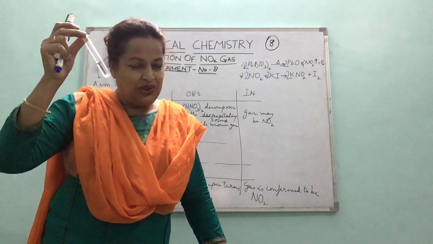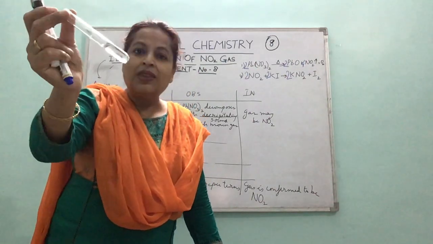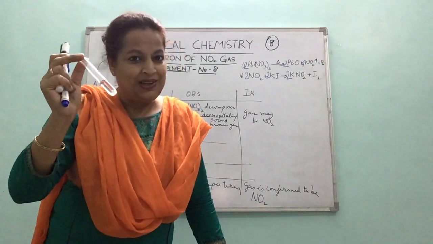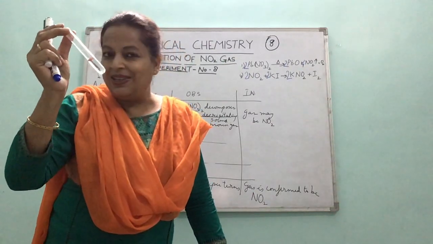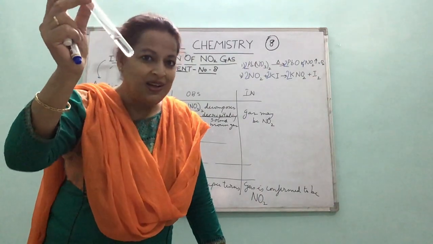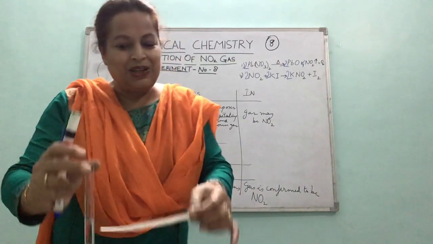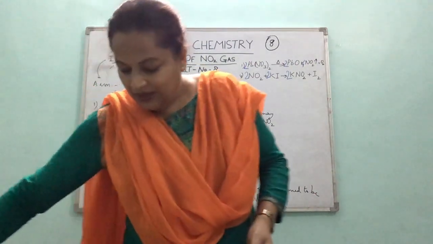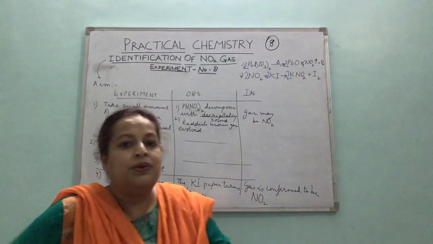When we talk about solution, you can write colorless. Water is colorless. Water is not white. Milk is white. So for water, we don't say white, it is colorless. So potassium iodide solution is what? Colorless. Right? These things you have to remember when you're writing the experiment. Alright children? So this is the NO2 experiment.